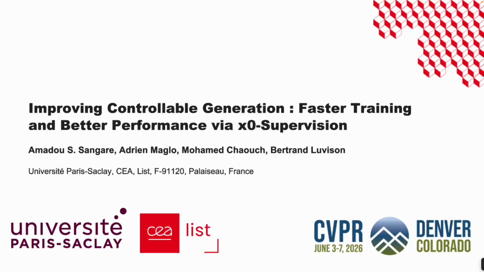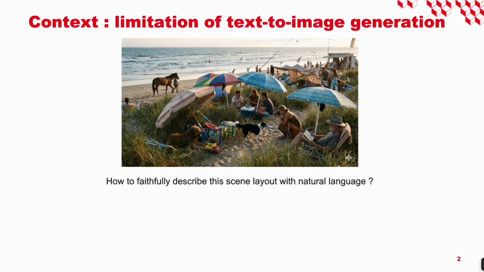We present our work on improving controllable generation training convergence thanks to x0-Supervision. Over the past few years, significant progress has been made on text-to-image generation. However, no matter how good these models are, their reliance on natural language alone limits their practicality in scenarios where a specific layout of the scene is needed.